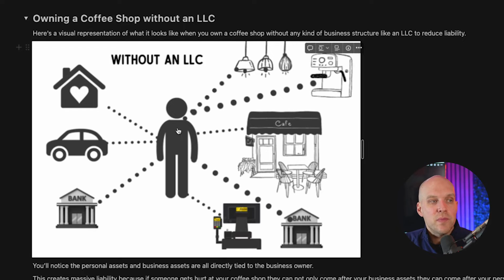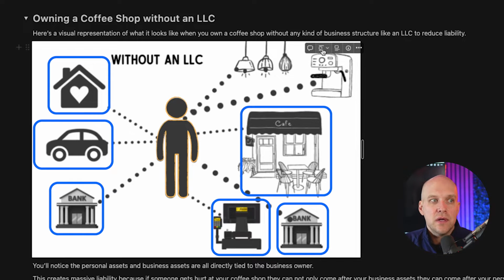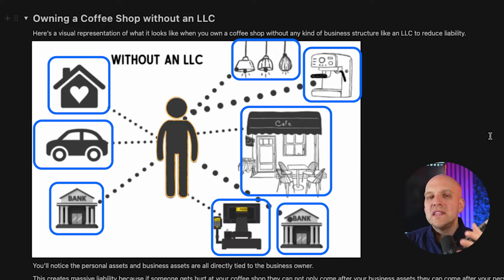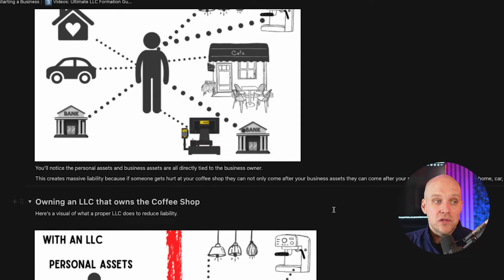To best explain this, why don't we go with the example of owning a coffee shop without an LLC. So in this example, you have a business owner here in the center, right? On the left-hand side, you have their personal home, car, and bank account. And on the right-hand side, you have their business bank account, the point of sale, the physical location, the espresso machine, the lights. All of these assets are directly tied back to the business owner, which creates a lot of liability.